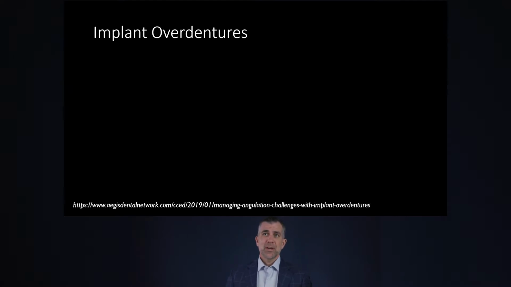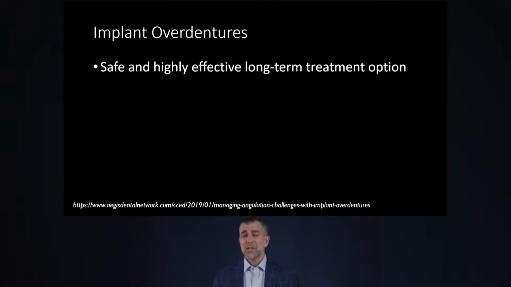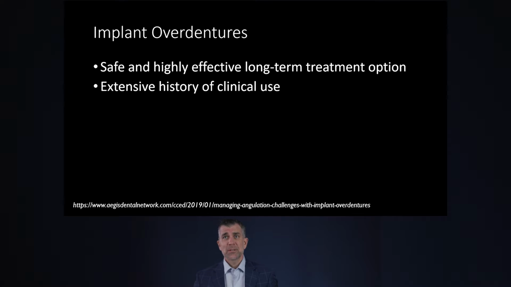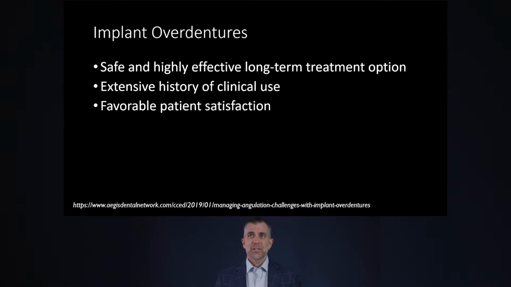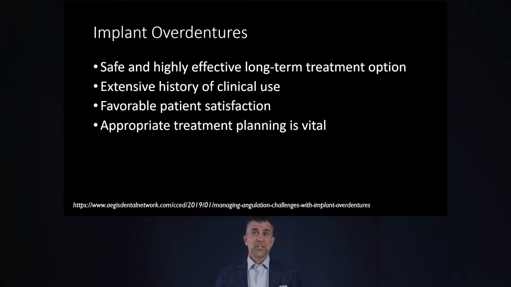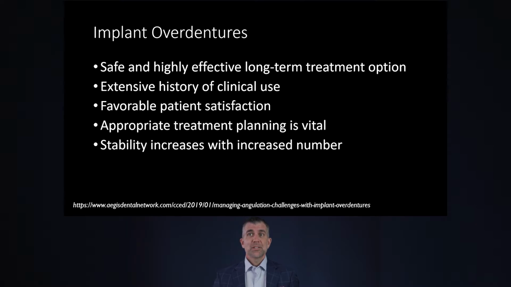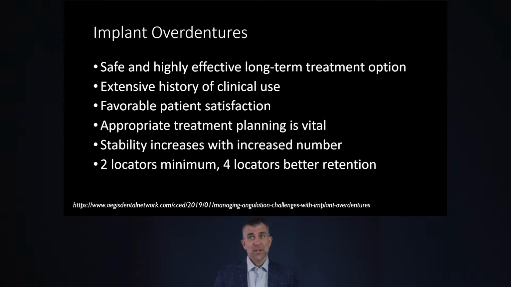Implant overdentures have been around for a while. They're a safe and highly effective long-term treatment option. They have an extensive history of clinical use. They have favorable patient satisfaction. However, appropriate treatment planning is vital in order to make these successful. Stability increases with the increased number. 2 locators would be the minimum, and 4 locators would provide the best retention for that particular arch.